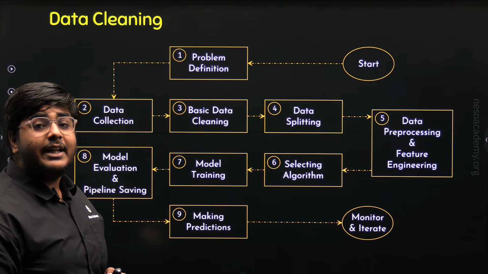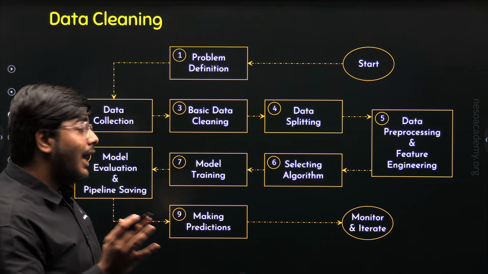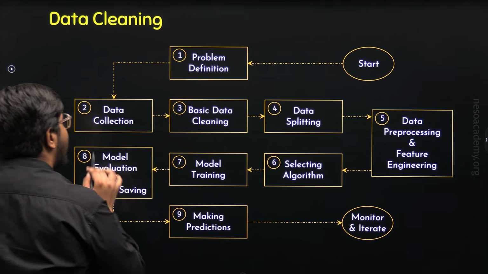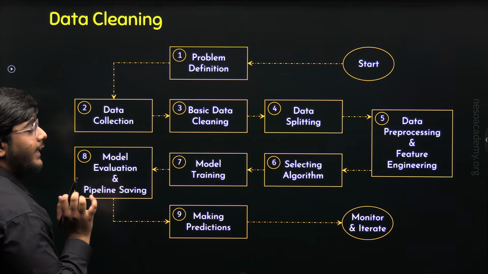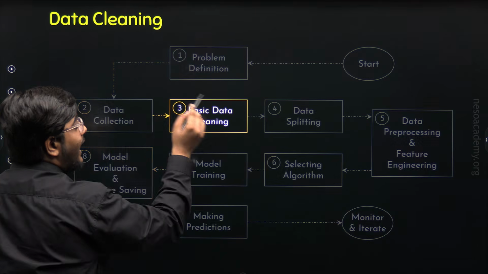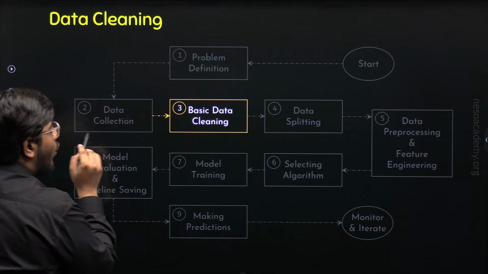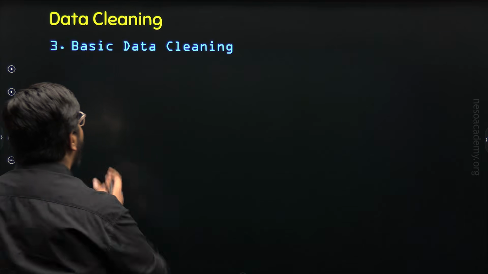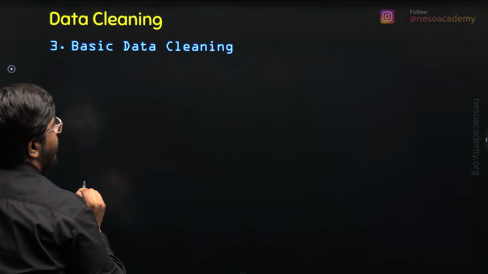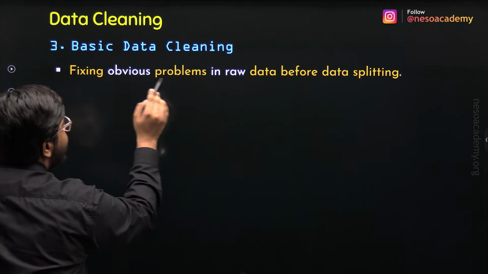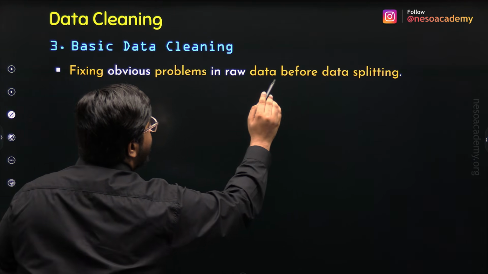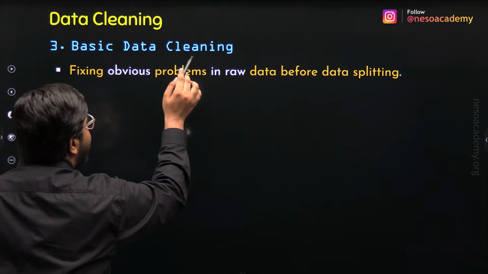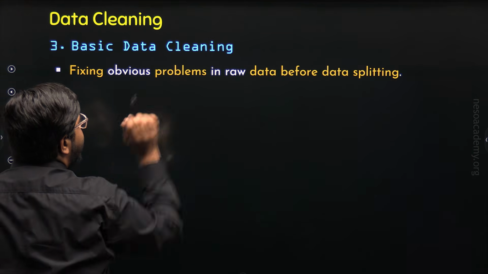This is the machine learning pipeline that we are studying, and we have already defined the problem statement and we have already collected the data. Now it's time to apply basic data cleaning over the data that we have collected. Let's get started. What is basic data cleaning? Fixing obvious problems in raw data before data splitting is known as basic data cleaning or simply data cleaning.